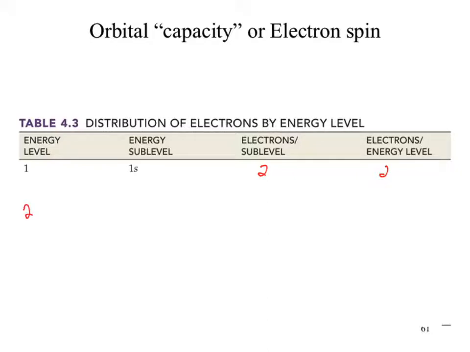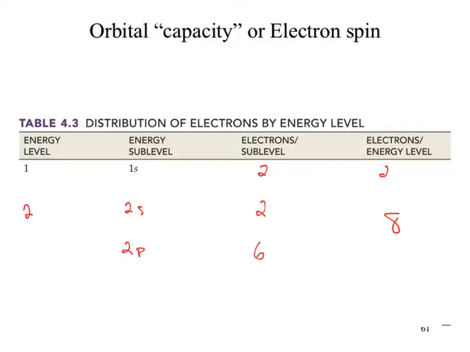What are my sublevels or my orbital types? 2s and 2p. How many electrons fit in the 2s orbital type? How many electrons fit in the 2p orbital type? 6. How many electrons fit in the energy level? 8.